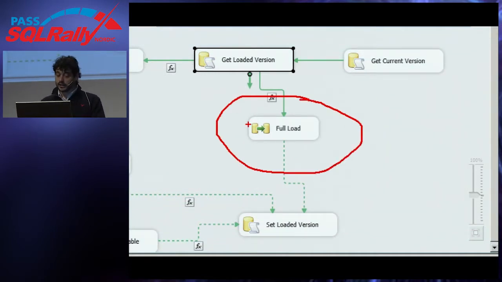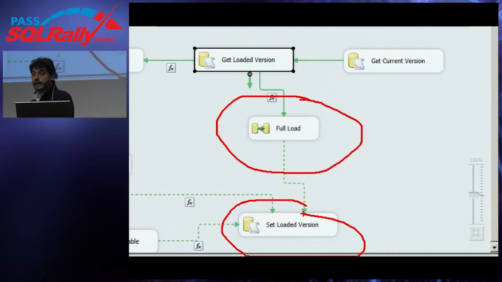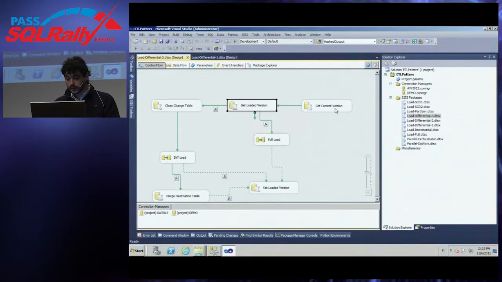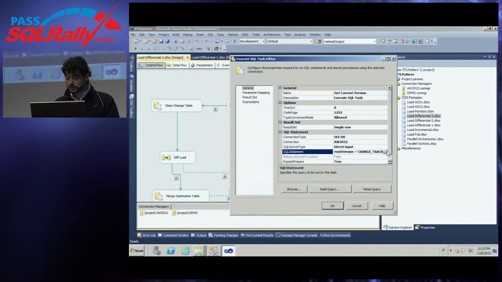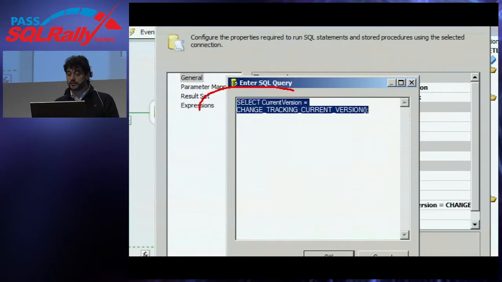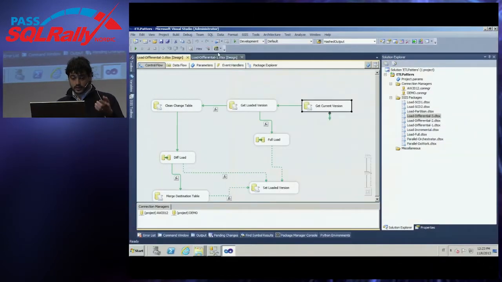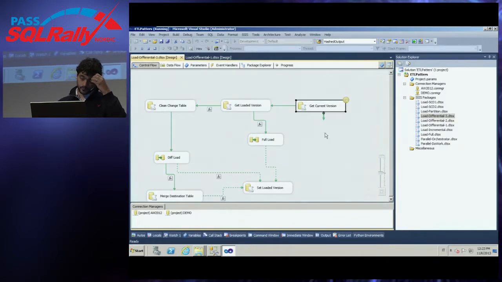Once I loaded everything, I need to store the version I loaded now. How can I get the version I'm loading? Get current version. There is a specific function for that exposed by SQL Server, change tracking current version. So I need to store the version information in my storage, in my staging database. I do that, so let's do it for the first time.